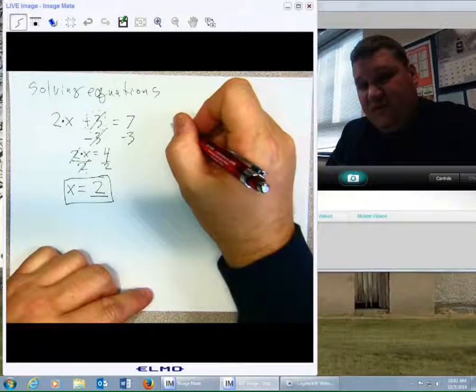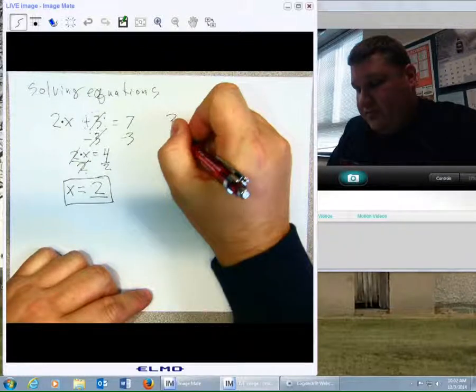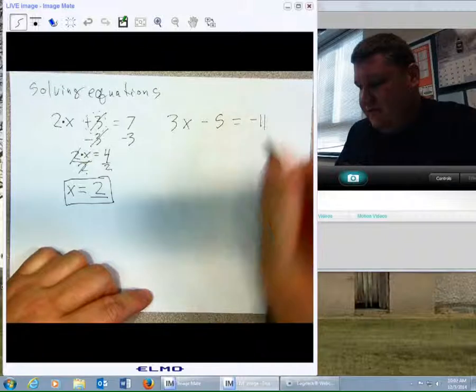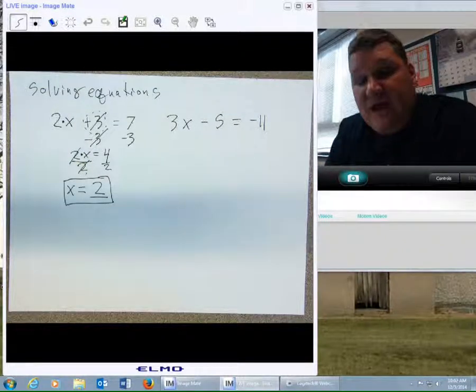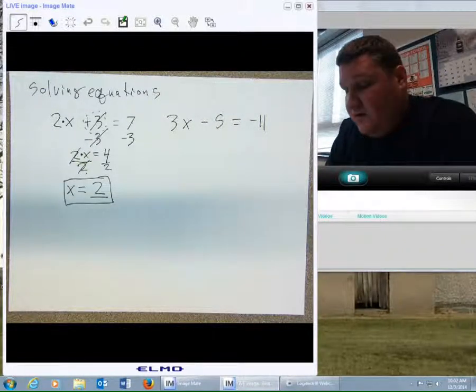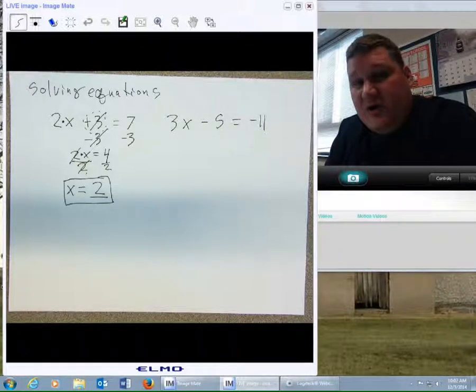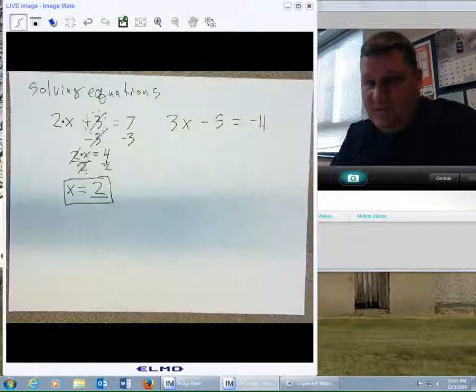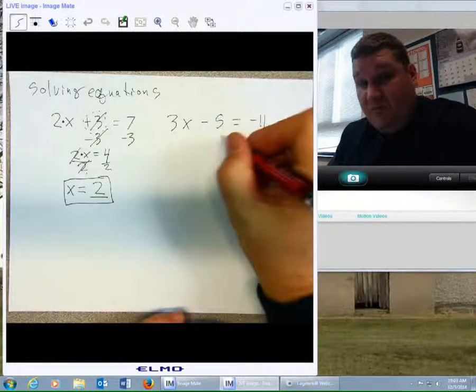Here's what I want you to do next. Let's do a practice problem. 3x minus 5 equals negative 11. Okay, now we have a few more negatives in this problem, but I think we can do it. First, I want to know, what do you get rid of first? Do you get rid of the 3, the 5, or the 11? You get rid of the 5.